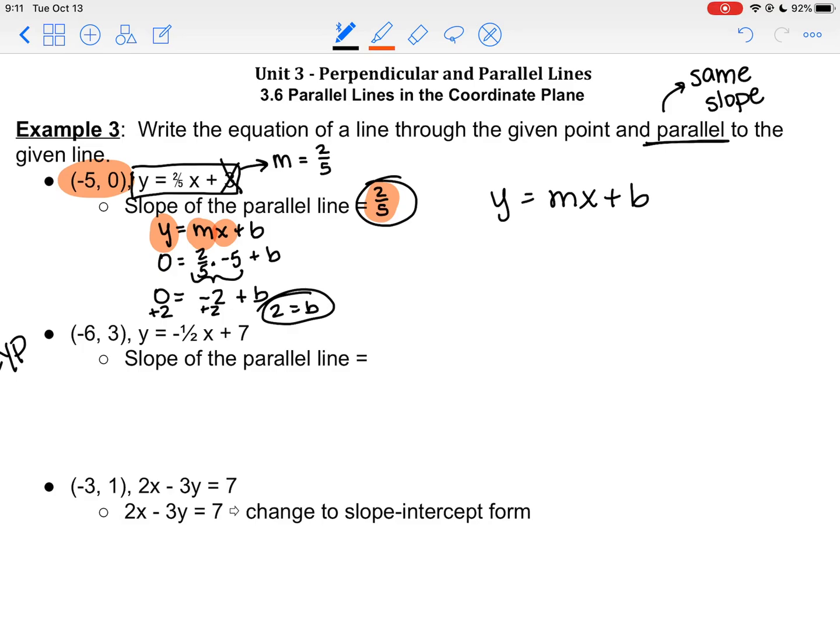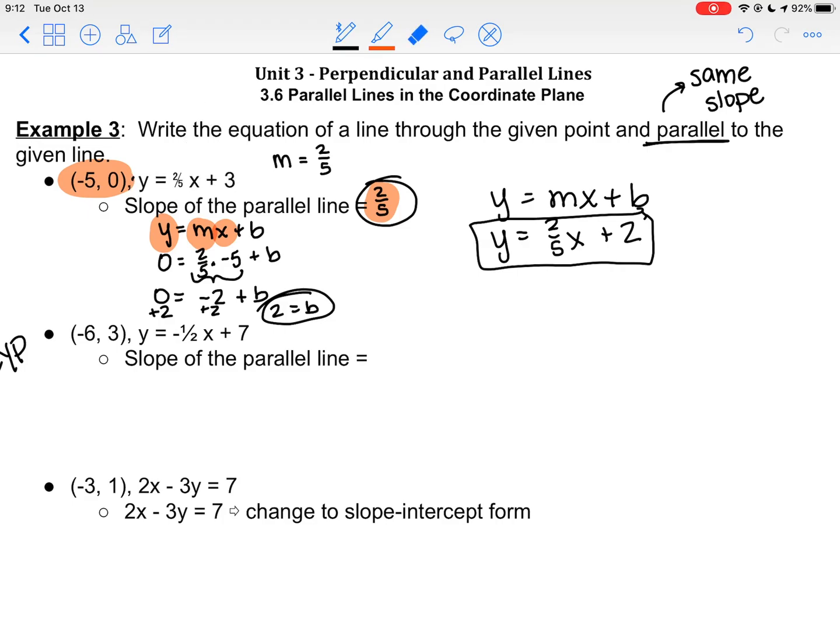So the equation of the parallel line will be y equals 2/5 x, and then my y-intercept was 2, so 2/5 x plus 2. So notice that this line that we just wrote has the same slope as our original line, but it has a different y-intercept. So we just ignore the y-intercept that was given to us in the beginning, and we're writing a new line that is parallel to that original.